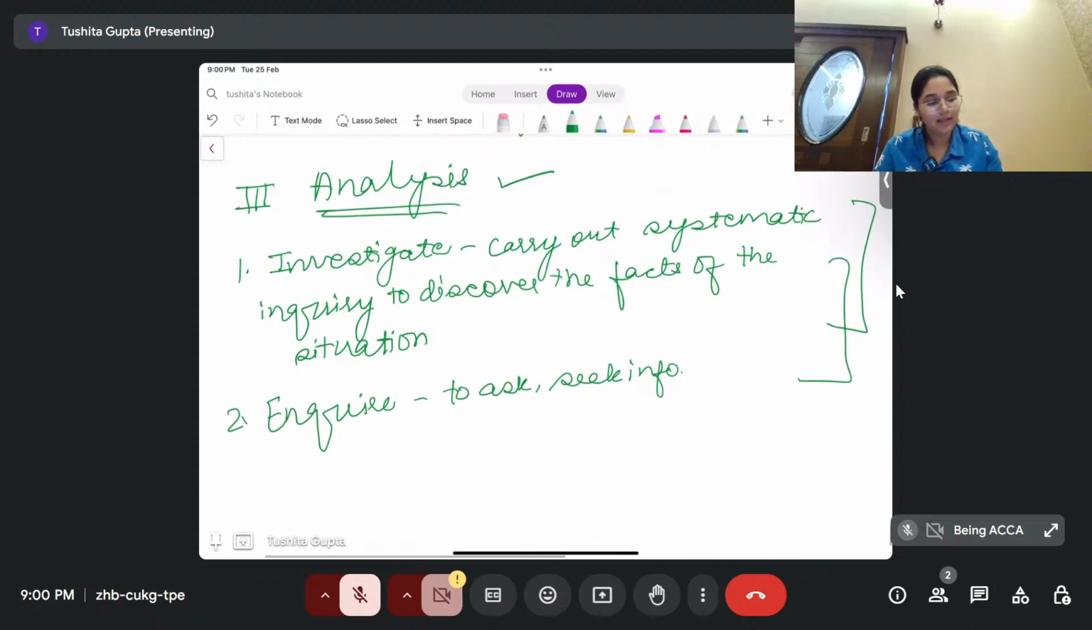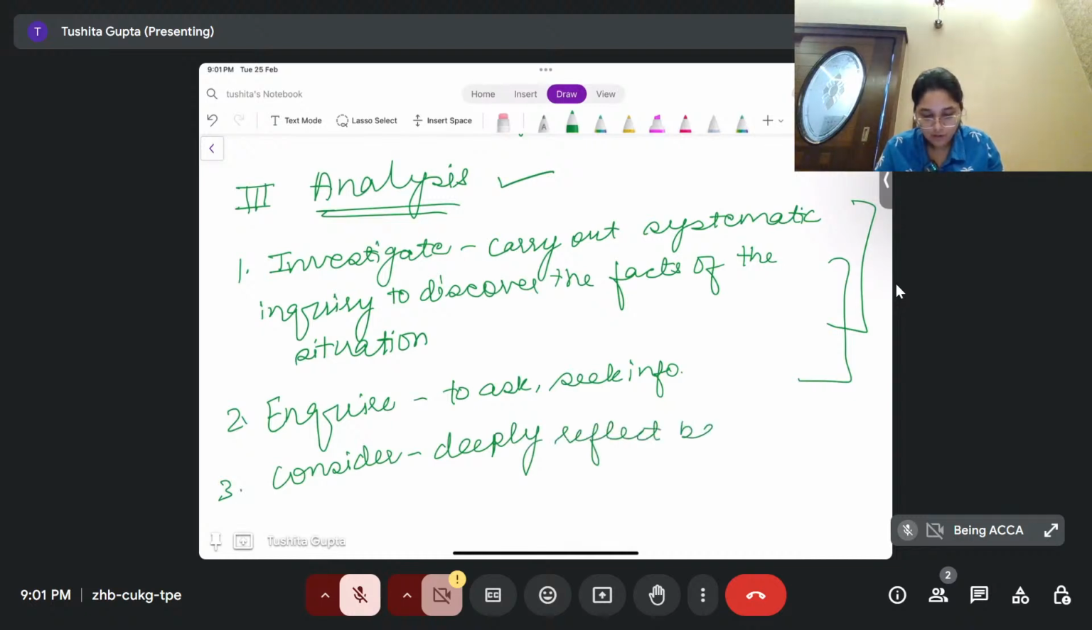And the third thing that you're going to take care of is consider. Now once you know everything, you have found out the information that was missing using investigation, using some inquiries, what you will do is deeply reflect before coming to the conclusion.